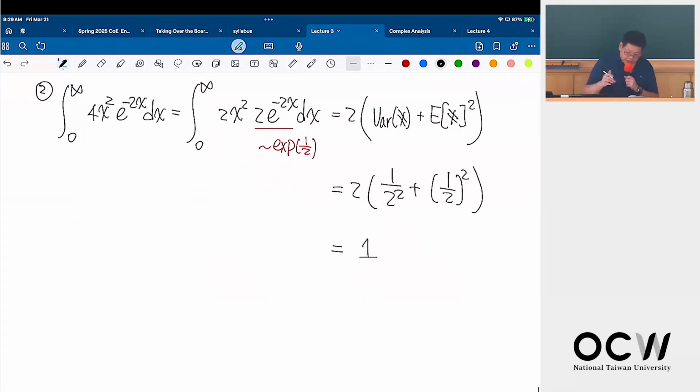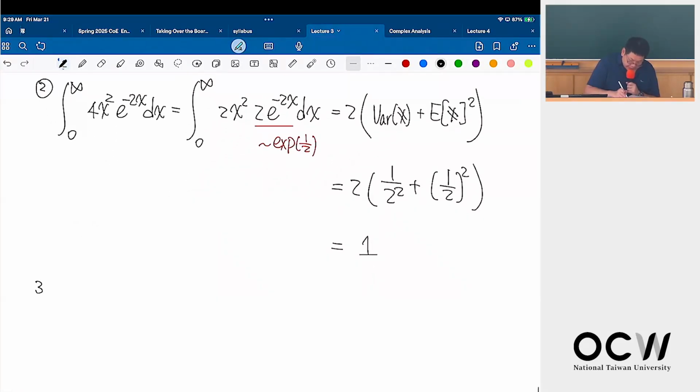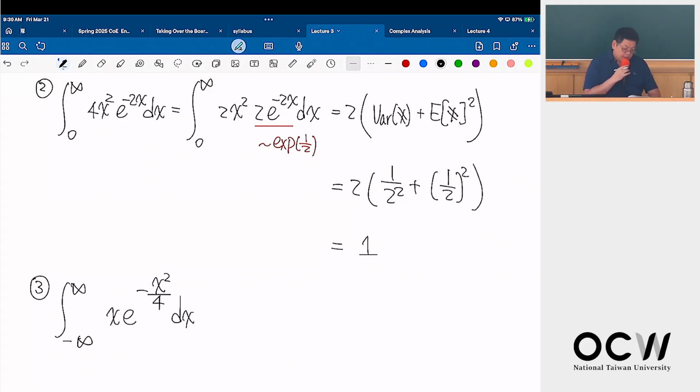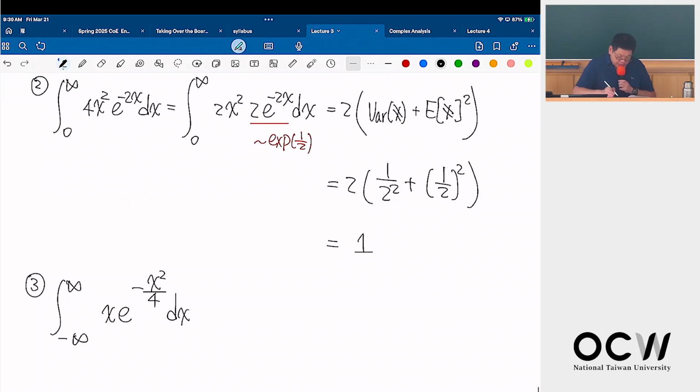Now let's see another example. If I have an integration from minus infinity to infinity, x times e to the minus x squared over 4. You can think about this. Let me give you 1 minute to try to figure out the integration using the probability concept.